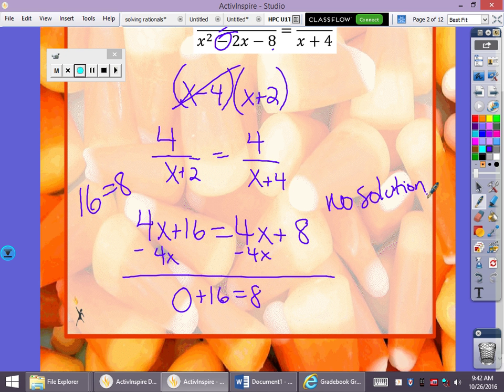What if when I got to the end it was 16 equals 16? What does it mean when I simplify all the way down and it says 16 equals 16? It means unlimited solutions, okay?